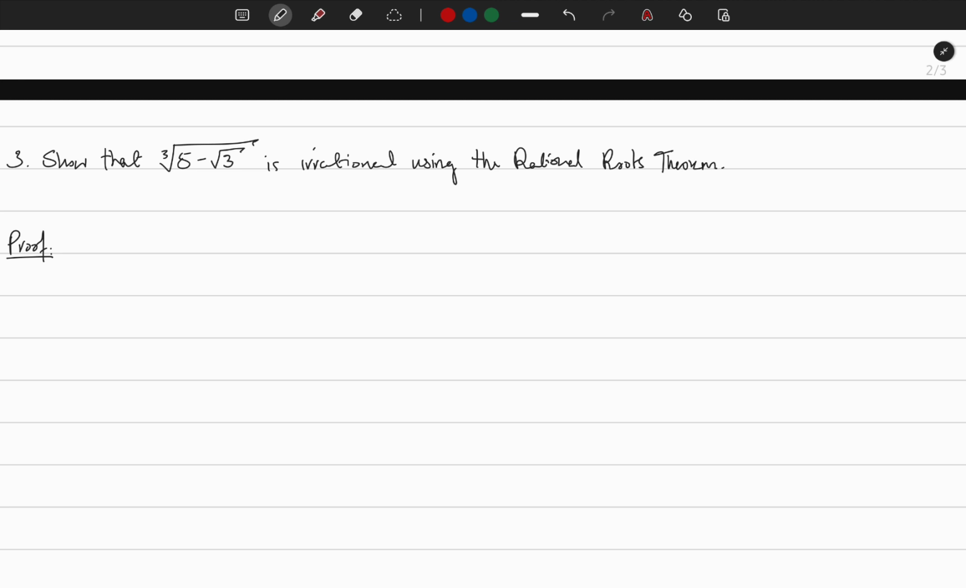You would think that for an irrationality proof, we would want to use contradiction. But since we were tasked to use this theorem, why don't we try to come up with a polynomial that allows us to use the theorem? So we're going to first let this number that we're trying to find be some arbitrary variable. Let's call it a. In doing some algebra, we can see that this is the same thing as saying 5 minus root 3 is equal to a cubed. Or in other words, minus root 3 is a cubed minus 5.